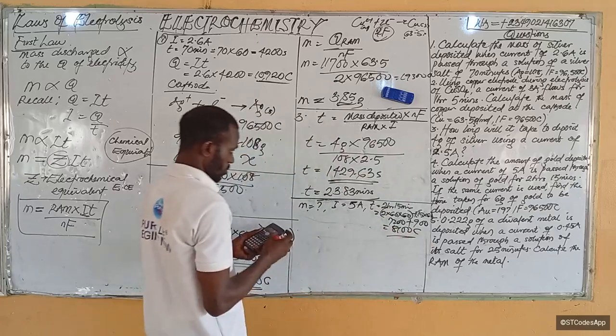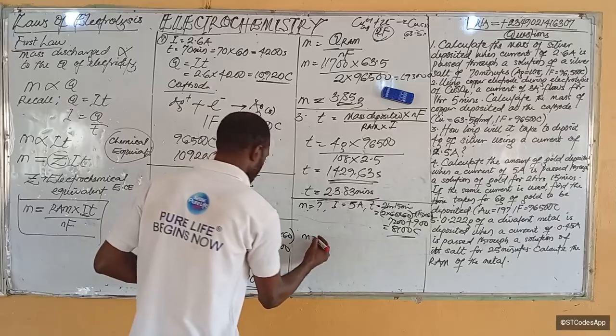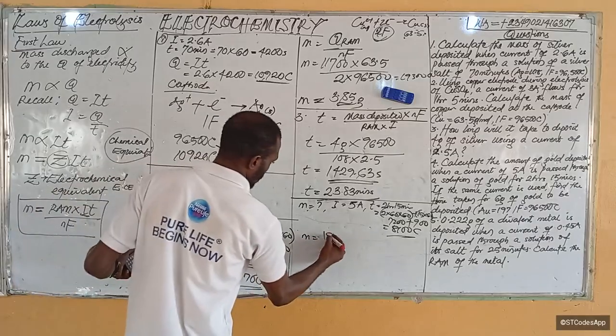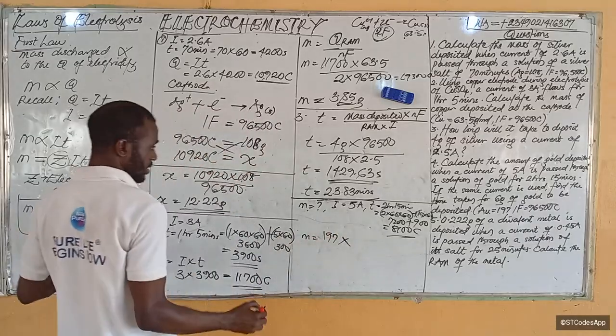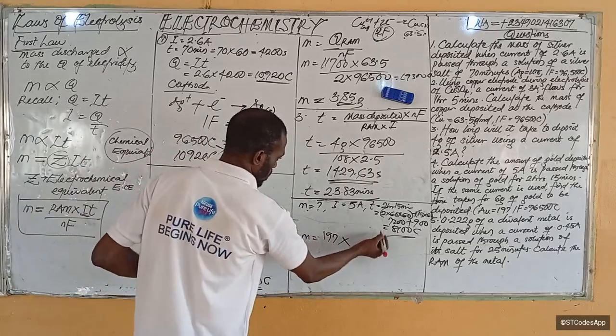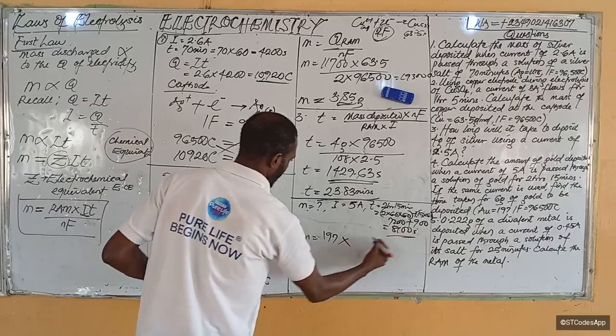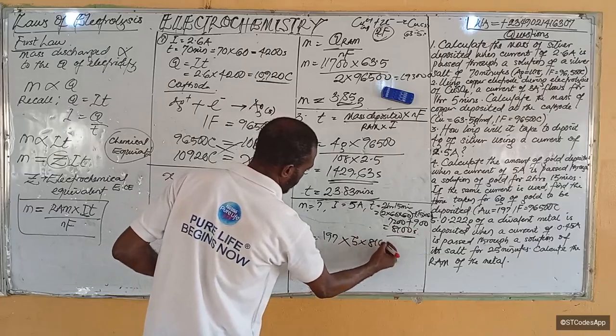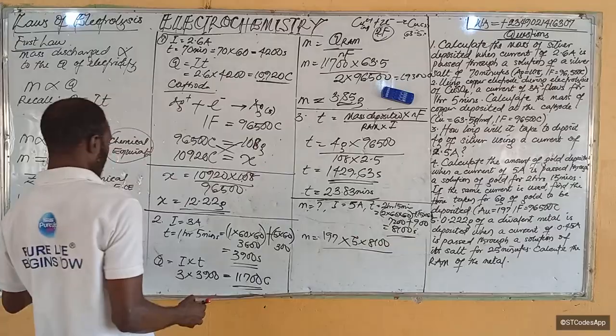So we've gotten the amount of coulomb. So mass becomes RAM, which is 197, times IT, which I have calculated. Sorry, this time here. So that'll be 5 times 8100 divided by NF.